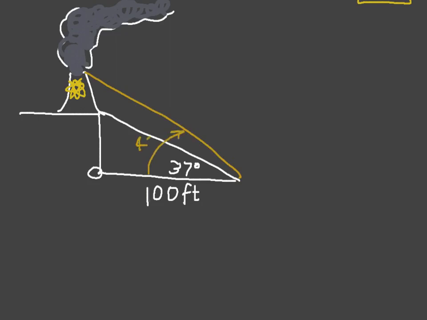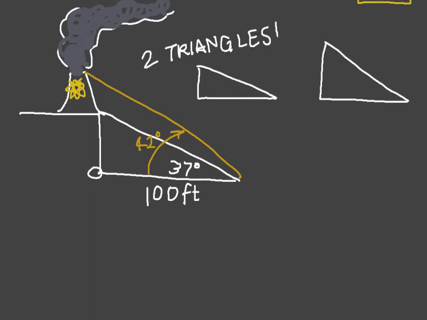Okay, so we've got two separate triangles here, and they want us to find the height of the smokestack. So basically you need to draw two separate pictures. You need to take this one picture that you just drew and get two triangles out of that picture. Okay, so let's talk about these two triangles.